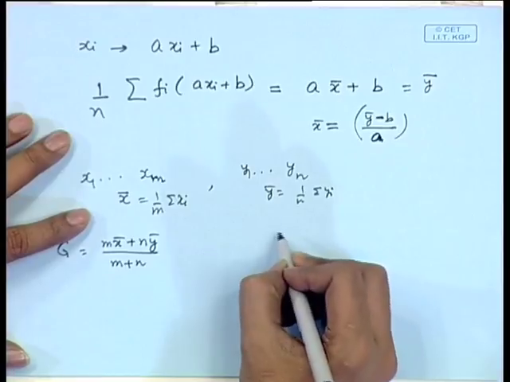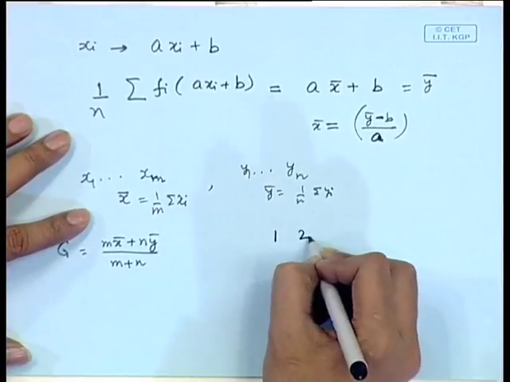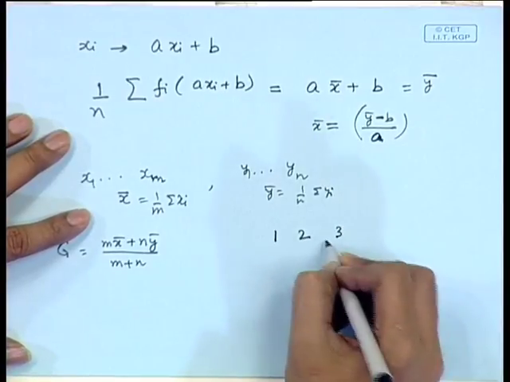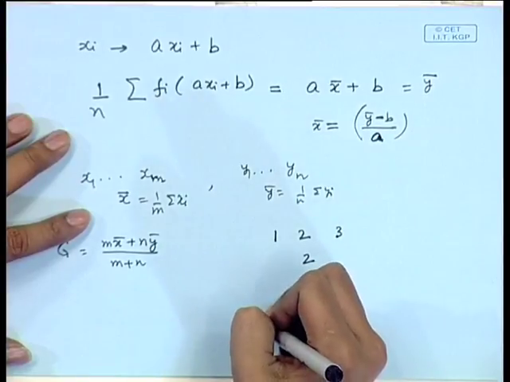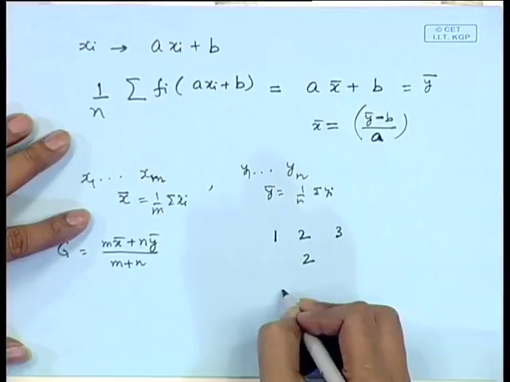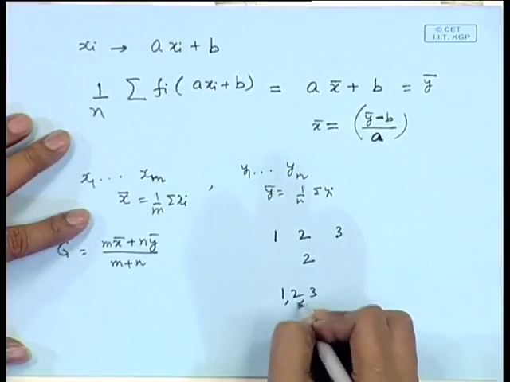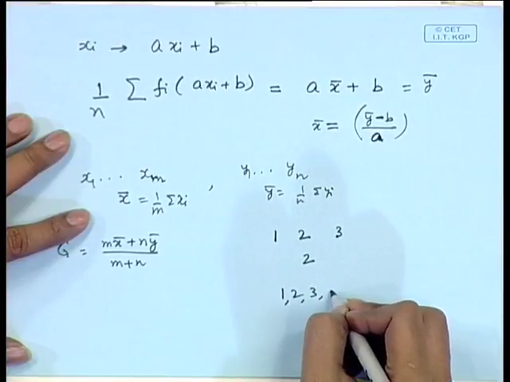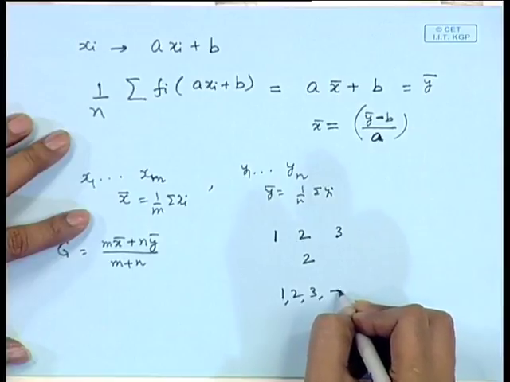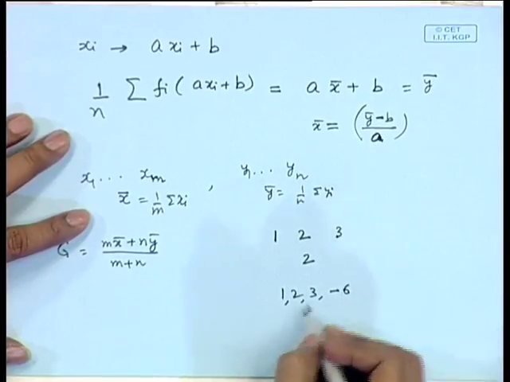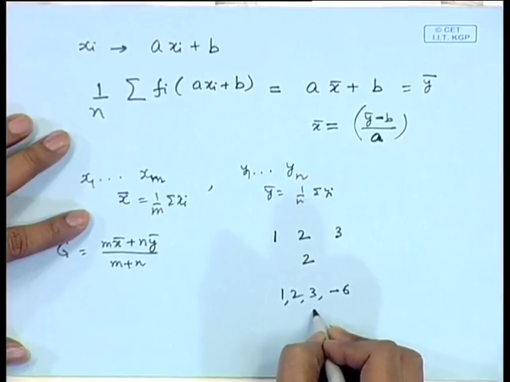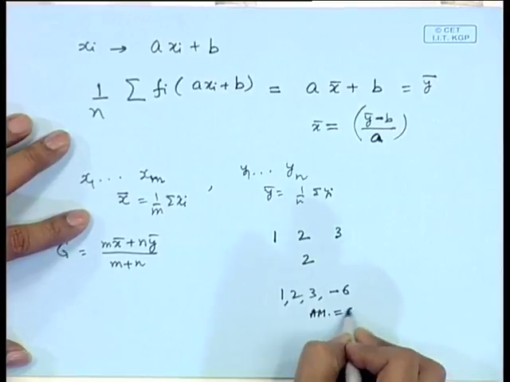However, it has one drawback. Suppose I consider three numbers 1, 2 and 3. What is the arithmetic mean? 1 plus 2 plus 3 is 6, 6 divided by 3 is 2. However, if I have 1, 2, 3 and another number is say minus 6, what will happen? The sum is 0 and therefore, the arithmetic mean will turn out to be 0.